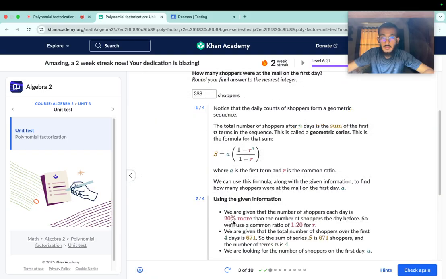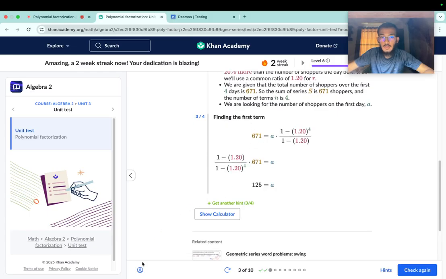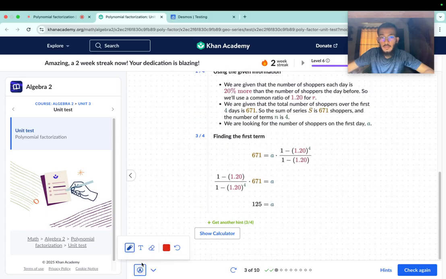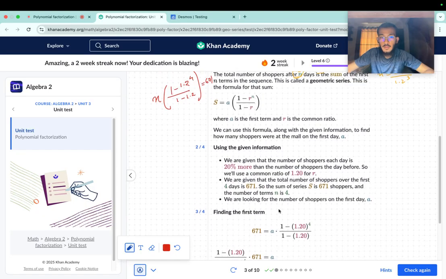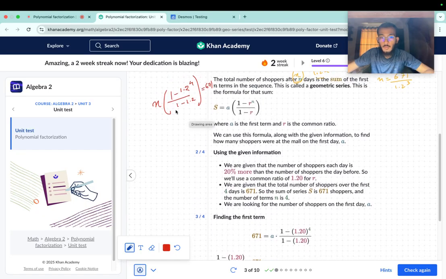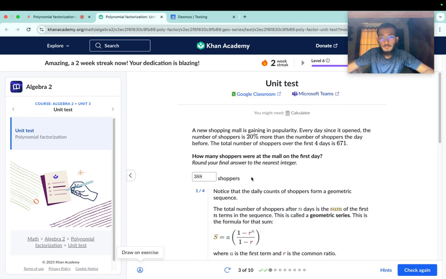Okay? So this thing equals, as you can see, 1.2 to the power 4 divided. Now we just have to find the x from here. So that is 125. Okay, 125 shoppers.